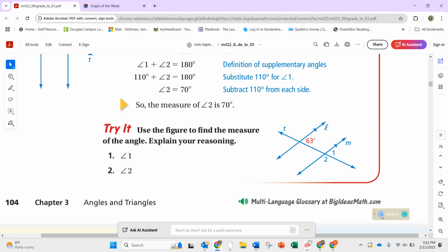Draw the sketch. Take 2 seconds to draw the sketch. You've got T, you've got L, you've got M, you've got the 1, the 2, the 63. Put it in there, and then find the measures of angle 1 and angle 2. All right, go ahead and do that. Pause the video.